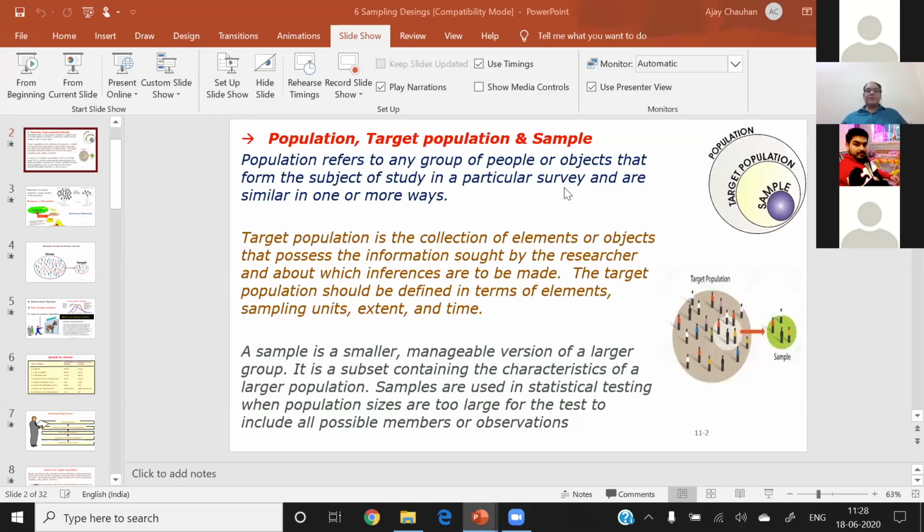Sometimes participants also suggest things. Okay, great. Exit poll is a yes. Exit poll is an example of cluster sampling. Very good.